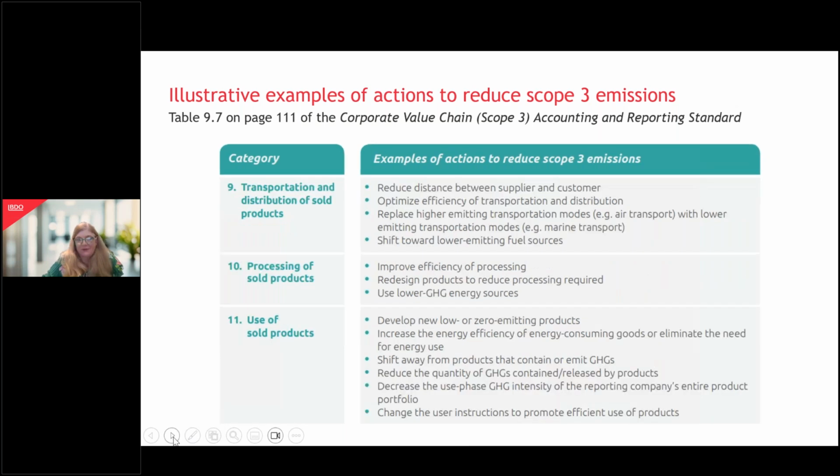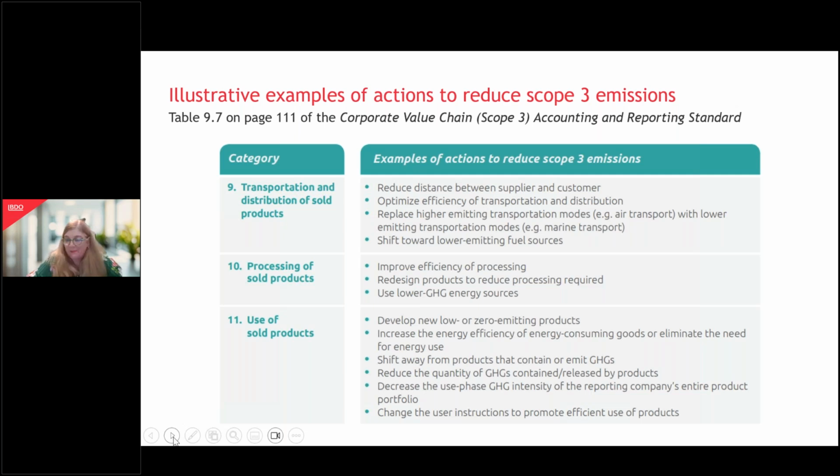So upstream is easier. Now when we get to downstream, even harder, because this is now your customers. This is transportation and distribution of sold products. Again, reduce distance between the supplier and the customer, optimize efficiency of transportation distribution, replace high emitting transportation modes with lower emitting transportation modes, shift toward lower emitting fuel sources. If you look at processing of sold products, improve efficiency of processing, redesign products to reduce processing required, use lower GHG energy sources. Again, if you look at your use of sold products, so this is how your customers use your product, develop new low or zero emitting products.